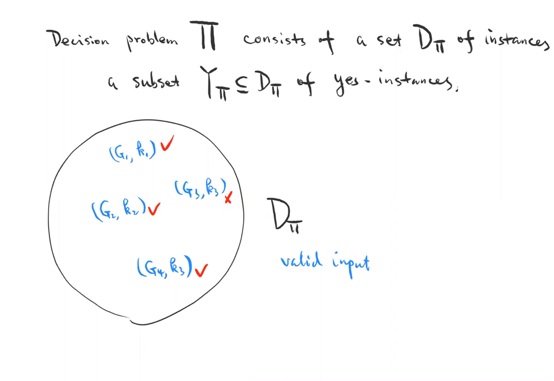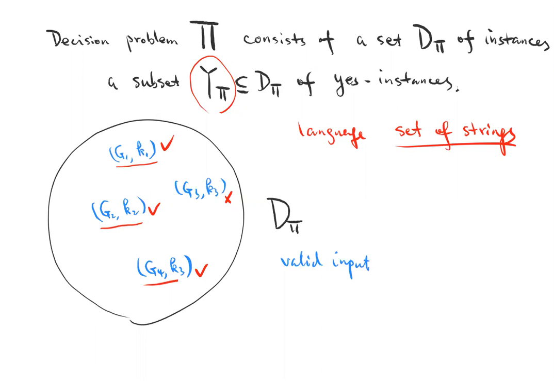That's a formal definition of a decision problem. So that coincides with the definition of language. This Y pi is a language. A language is a set of strings. The formal definition of a language is just a set of strings. So each instance is represented by strings, and this one is just a set of strings.